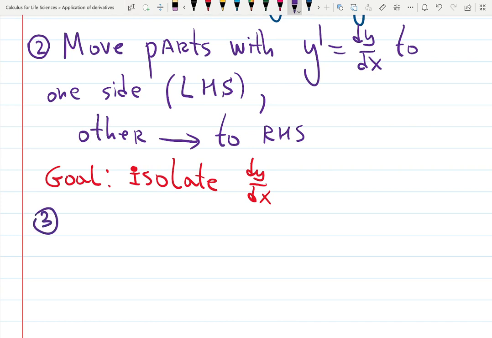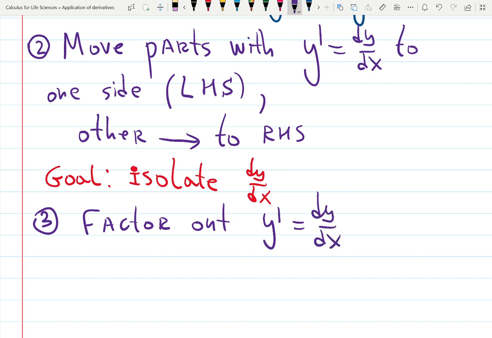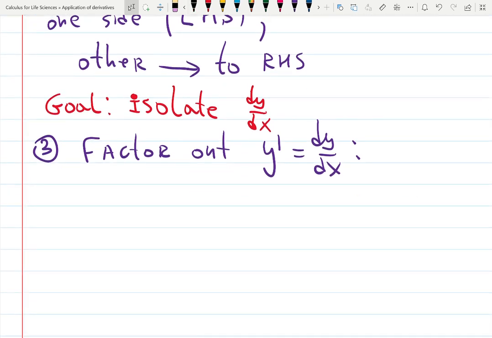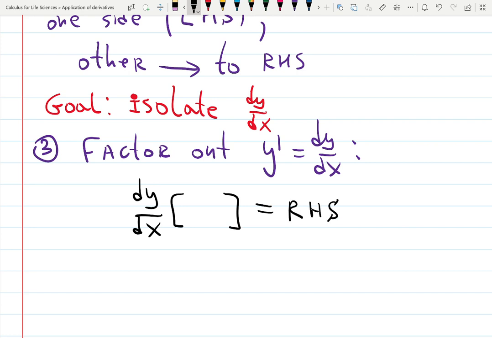Step 3, factor out your y prime or dy over dx, whichever you write down. So you will have, I'll put it in black, a shape that looks like so: dy over dx, brackets or parentheses, you factor it out, equals something on the right-hand side. Because the left-hand side had only stuff with y prime, you could factor it out. Finally, the last step, you divide by these brackets, and you are done.